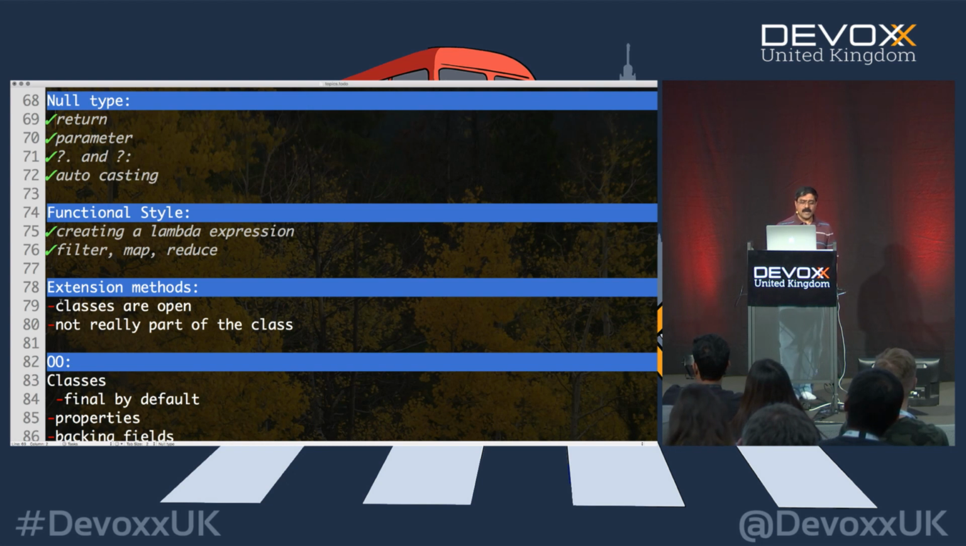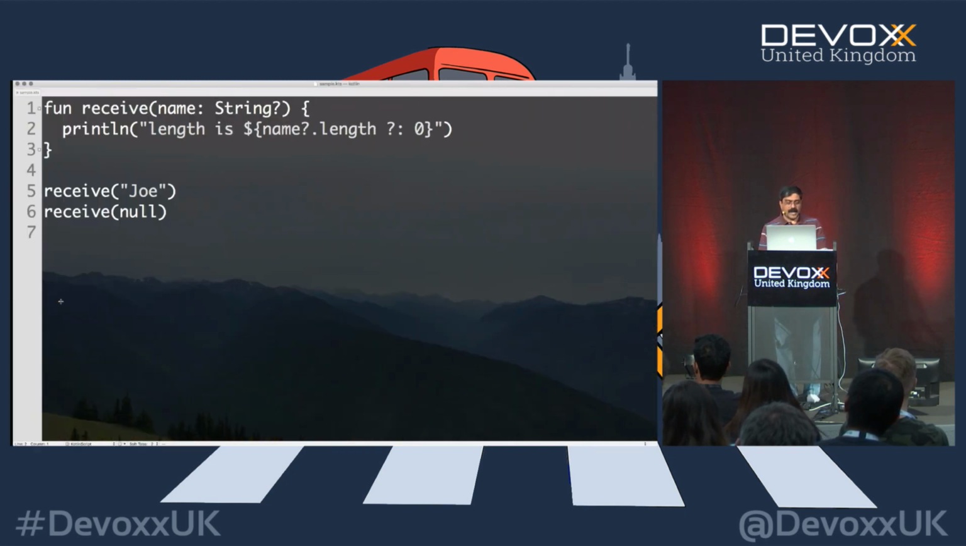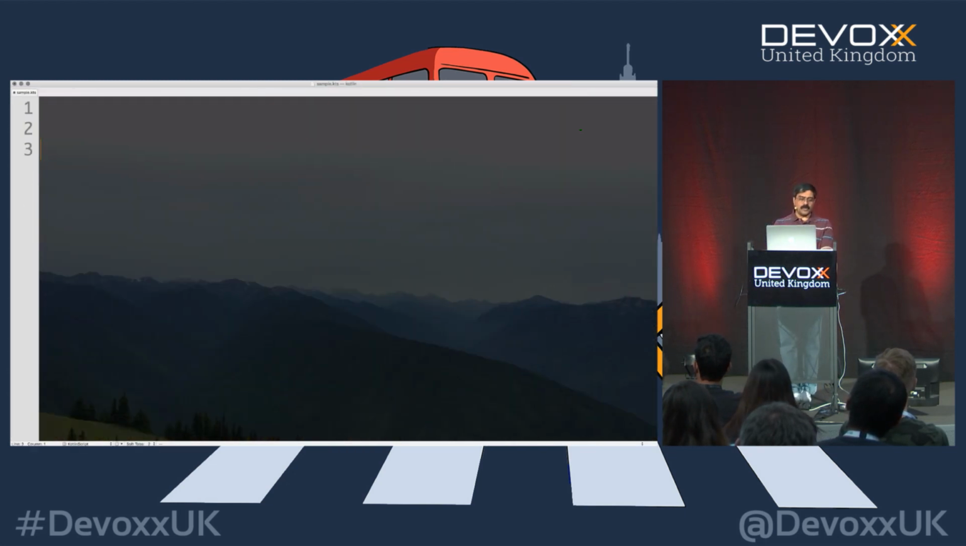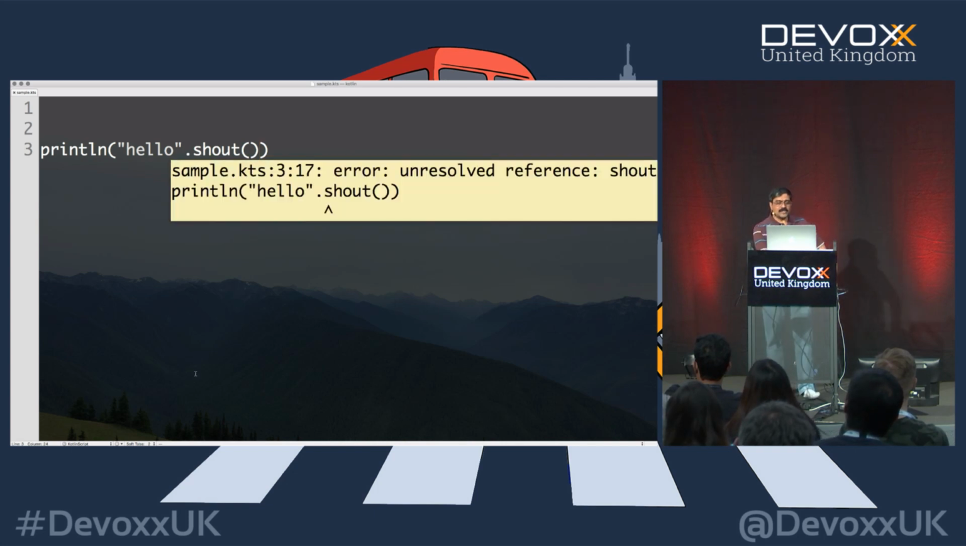But let's talk about extension methods real quick. This is a very interesting feature in my opinion, but we've got to use it a bit carefully. So notice what I'm going to do here. I'm going to say in here, hello.shout. And I know we don't have a shout method, right? So it failed saying, I don't have a clue what you're talking about, there's no shout method.